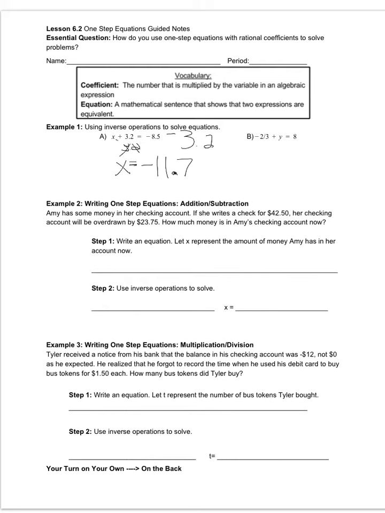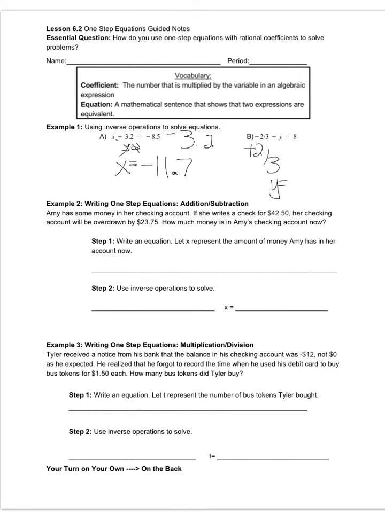Our next example involves fractions. So here we have negative 2/3 plus y is equal to 8. Again, I'm going to use inverse operations to solve this. I need to get y by itself. That's called isolating the variable. So I need to get rid of a negative 2/3. The only thing that can cancel out a negative 2/3 is its opposite, a positive 2/3, which is adding 2/3. So all I am left with is y on the left side.